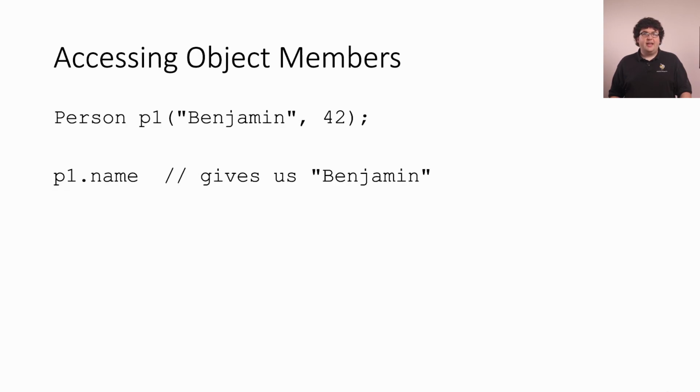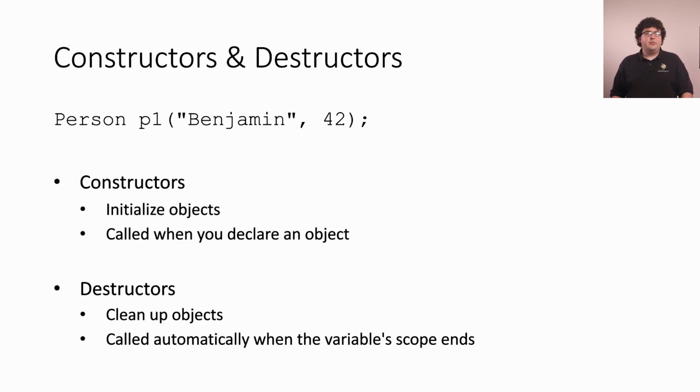In C++, accessing members of an object, both variables and functions, is done with the dot symbol. The name on the left of the dot should be the variable name of some instance, and the name on the right of the dot should be the member name. This example shows us declaring a new variable named p1, and getting the name of this person with the line p1.name.